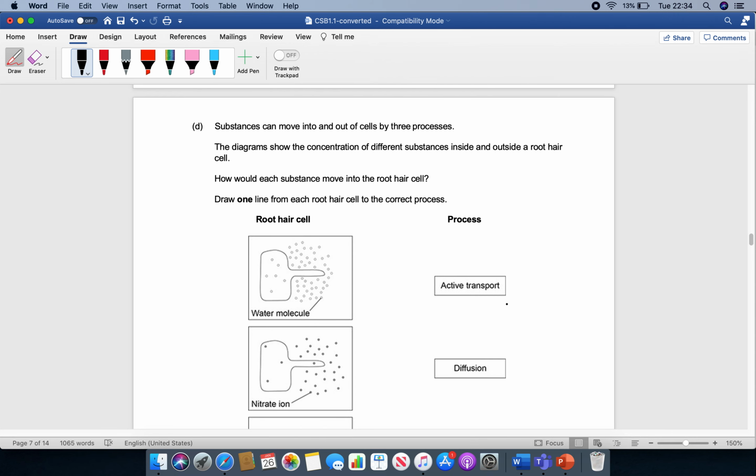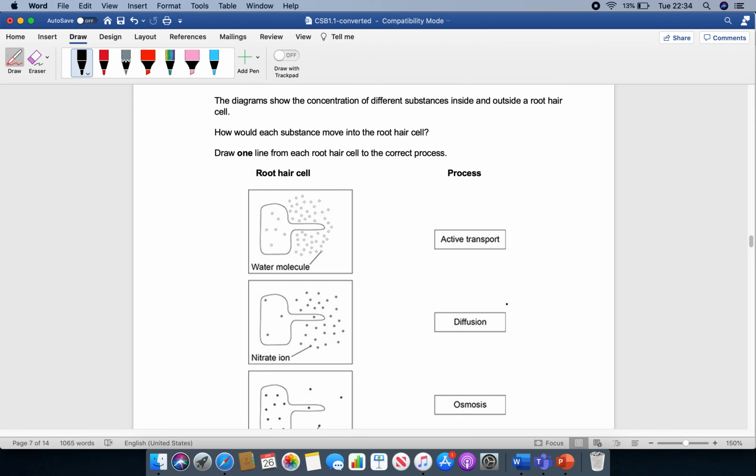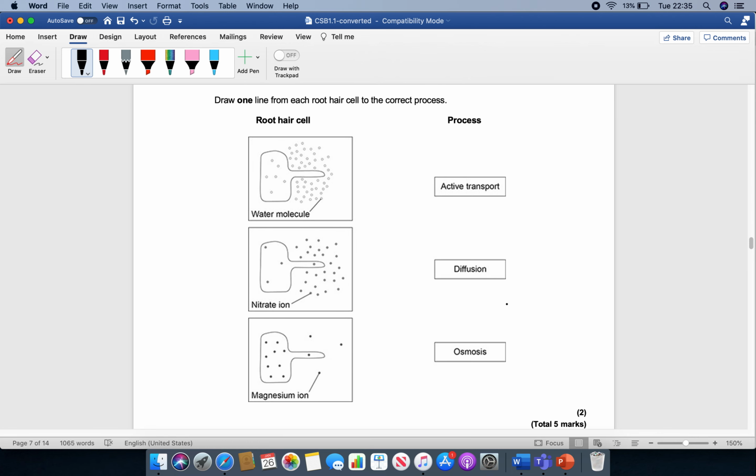Substances move into and out of cells by 3 processes. The diagram shows the concentration of different substances inside and outside a root hair cell. How would each substance move into the root hair cell? Draw 1 line from each root hair cell to the correct process. So we've discussed this in our previous videos: active transport, diffusion, and osmosis.